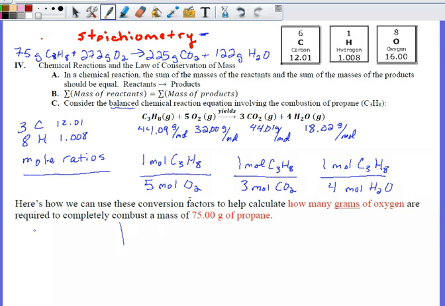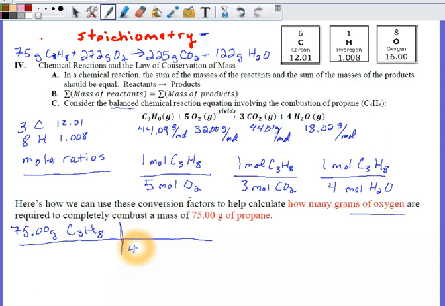So you start out with your 75.00 grams of C3H8. This starts out just the same way we've been doing a lot of the other dimensional analysis. And the first thing that you need to do is convert these grams to moles. And I want to see if I can get to how many grams of oxygen. So you start out with this, you want to convert to moles of this, so you go up here to use your molar mass.